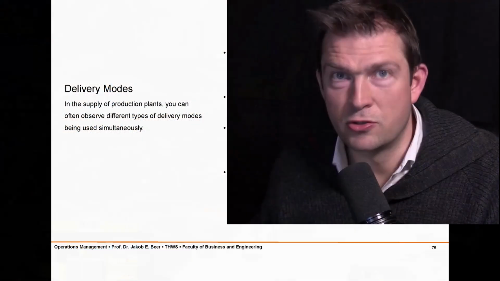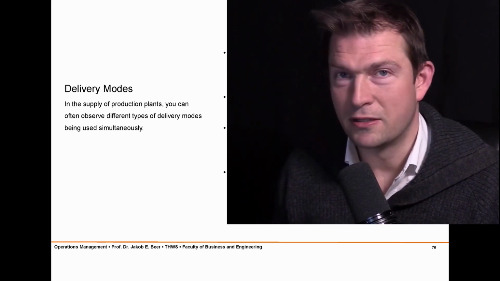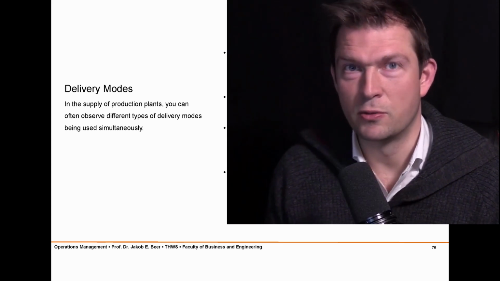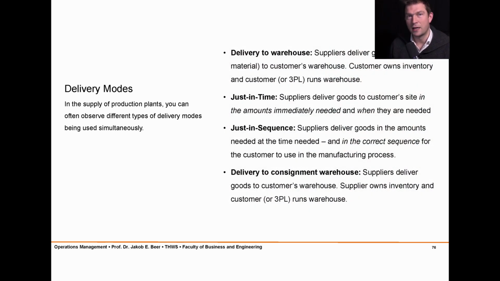The first is the traditional delivery-to-warehouse model, where suppliers deliver goods, such as raw materials, directly to the customer's warehouse. In this case, the customer takes ownership of the inventory upon delivery and is responsible for managing it. This approach is straightforward and works well for businesses with established warehousing infrastructure. However, a drawback is that the customer incurs higher inventory holding costs, especially if the material is not immediately used.